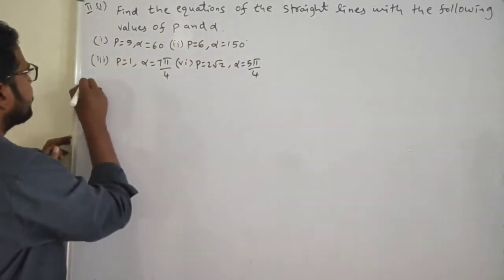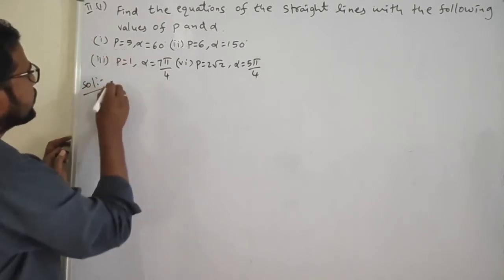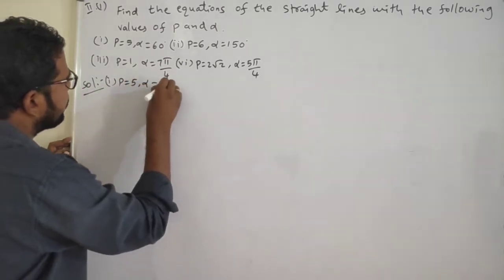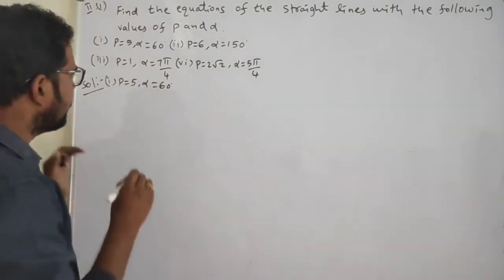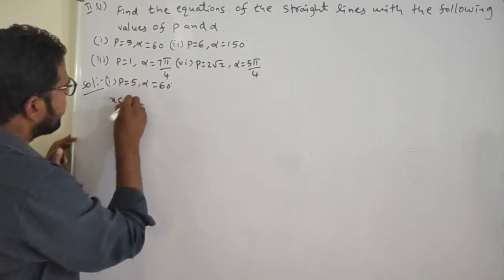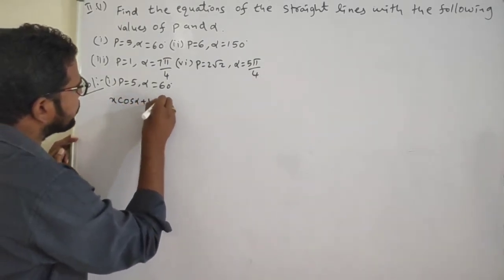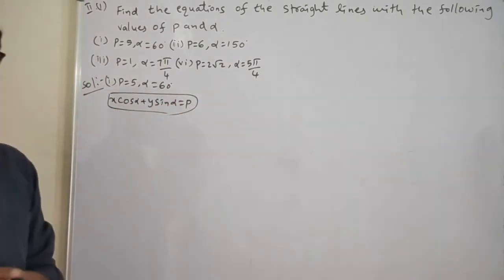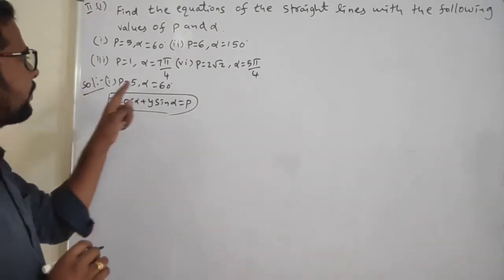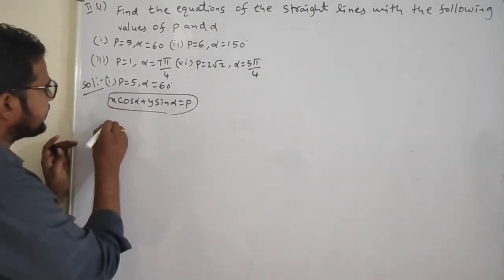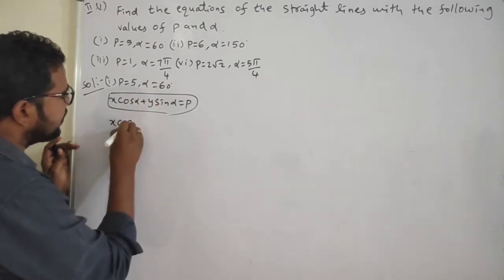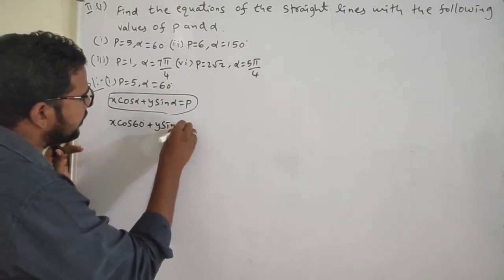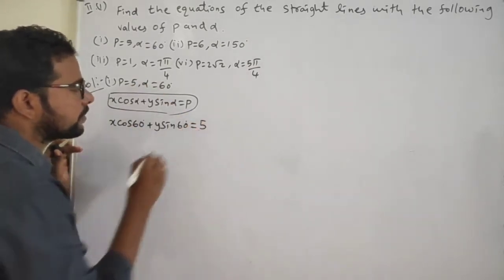So, first question solution. What is given? p is equal to 5, alpha is equal to 60 degrees. What is the normal form? x cos alpha plus y sin alpha is equal to p. This is the normal form. Now substitute the alpha value and p value: x cos 60 degrees plus y sin 60 degrees is equal to p, which is 5.